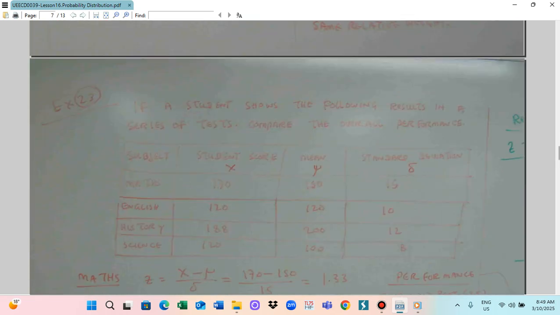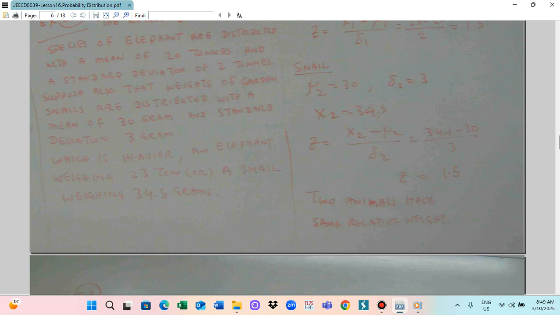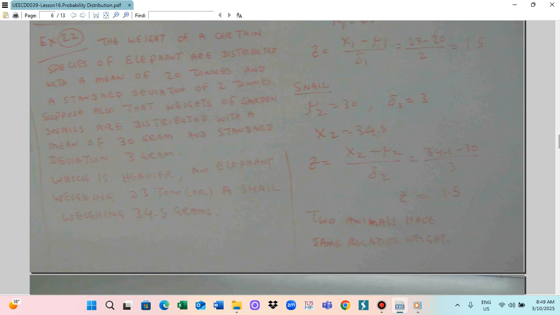So two animals are different, but then we have to calculate Z score to make the comparison. So in this case, Z score is the same number, so the two animals got the same relative weight.